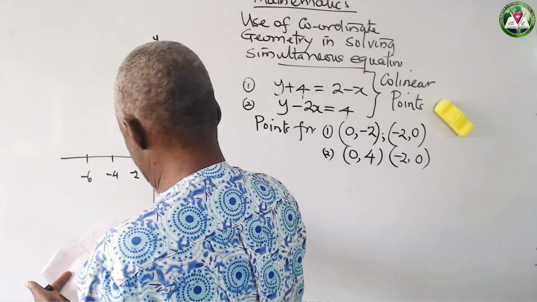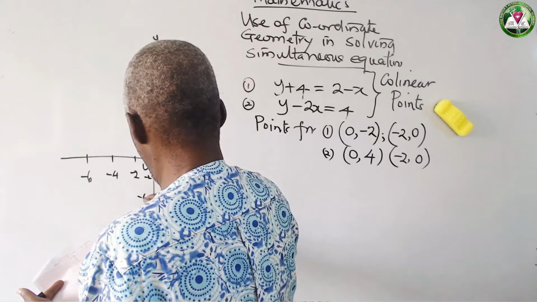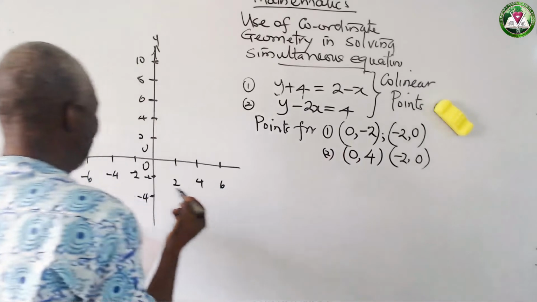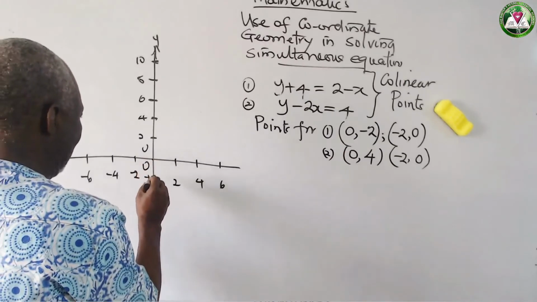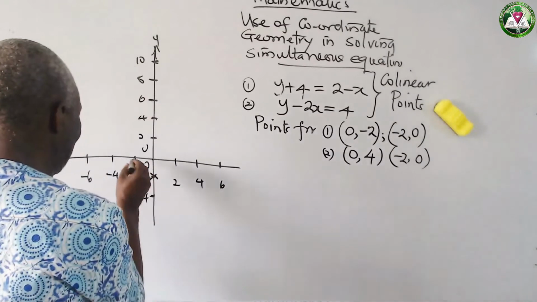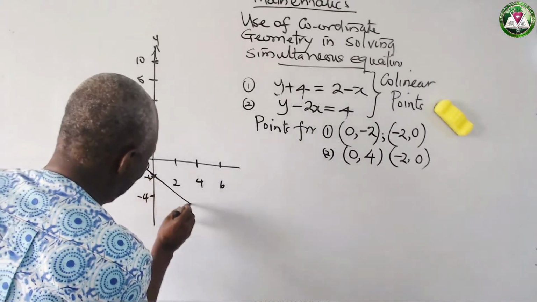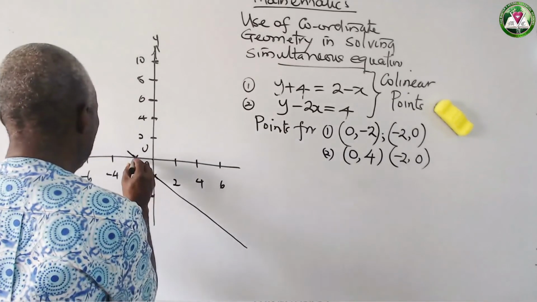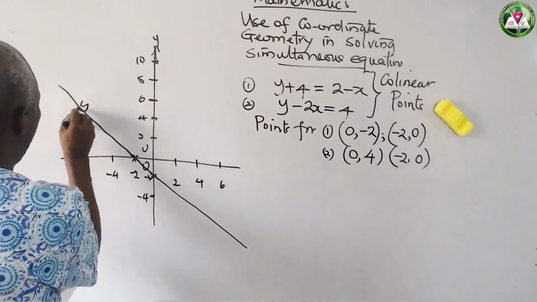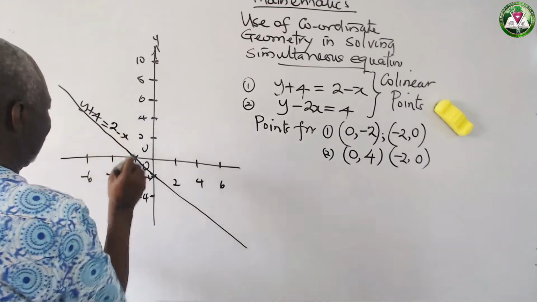We repeat the same thing here. You have minus 2, minus 4. And when we plotted the first one, 0, minus 2. 0 there, minus 2 there. Then the next one, minus 2 for x and 0 for y, there. So when we join these two points, we produce the line. That is the first equation, y plus 4 is equal to 2 minus x.